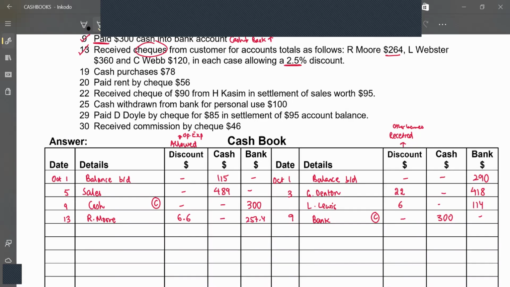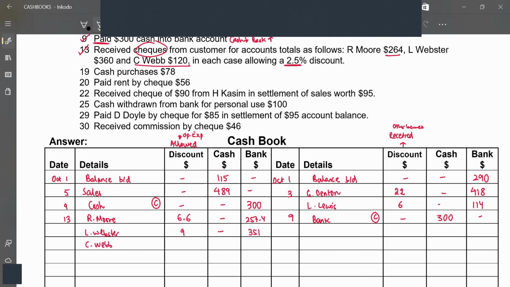and that's 257.4. The next person you have is L Webster. The amount L Webster had to pay us was 360, but we gave him a 2.5% discount. That makes it $9 of discount given. The amount of money received by check, that is a banking instrument, the bank में जाएगा. It's not going to be 360. It is going to be $9 lesser than 360. That's $351.